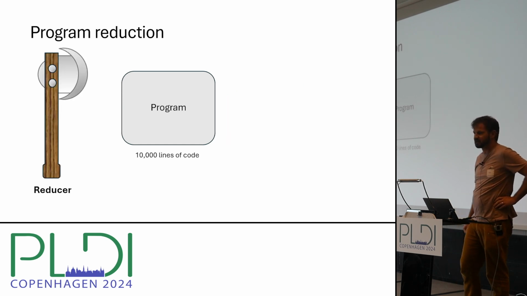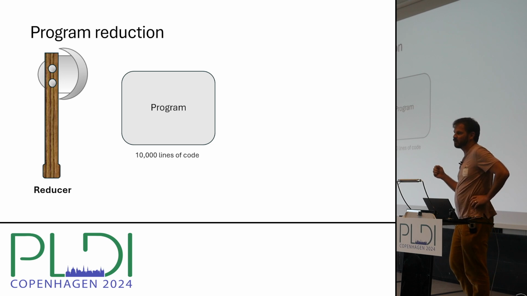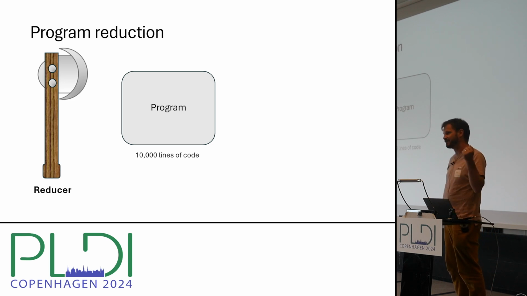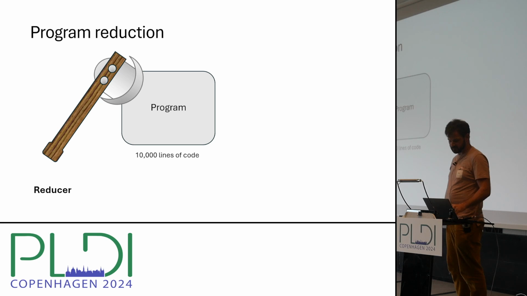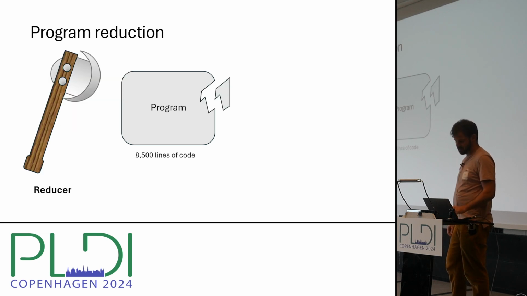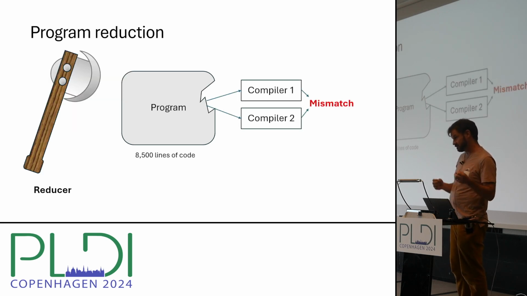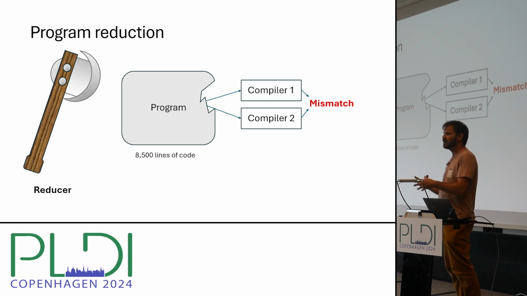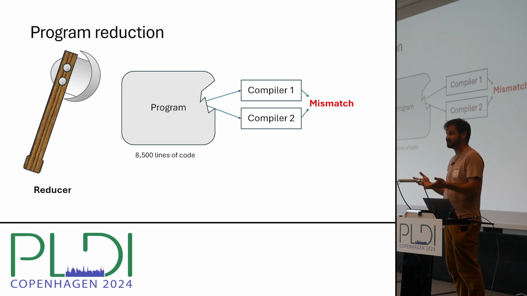I like to think of program reduction as being like an axe. What this axe is doing is hitting the program again and again, lopping off chunks of it in the hope that the remaining part of the program will still trigger the bug. So we lop off a part of the program, make it slightly smaller, and we see whether we still get the mismatch. Much of the time we won't. I'm only going to show you here in the slides where we still do get the mismatch.